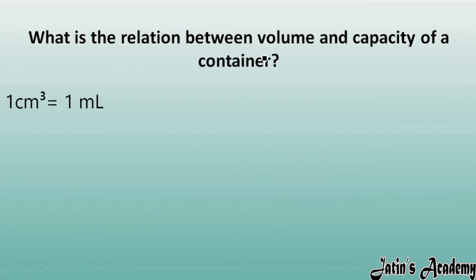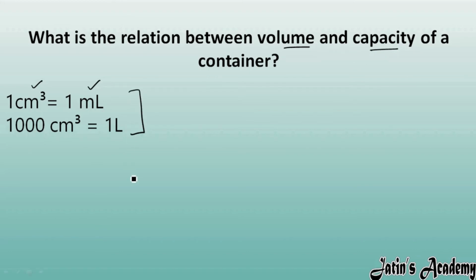Next, what is the relationship between volume and capacity of a container? Now we are going to see the relation between volume and capacity. As we know, volume is the three-dimensional space occupied by an object, and capacity is the inner volume of any container. Fine. Volume we know is in centimeter cube, capacity we know is in milliliter. This is the first relationship: 1 centimeter cube is equal to 1 milliliter. Next we have 1000 centimeter cube is equal to 1 liter.